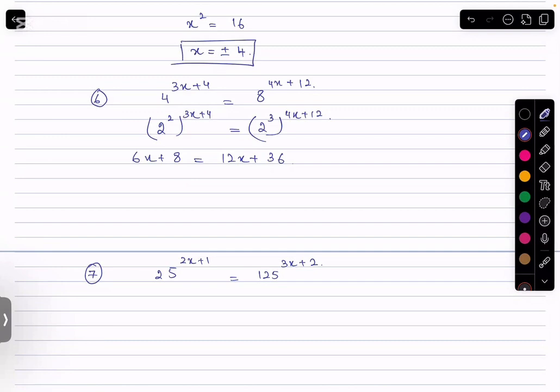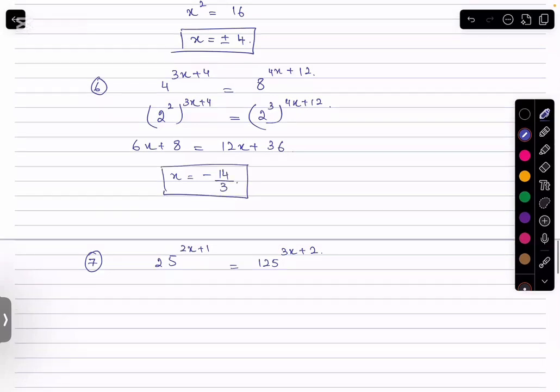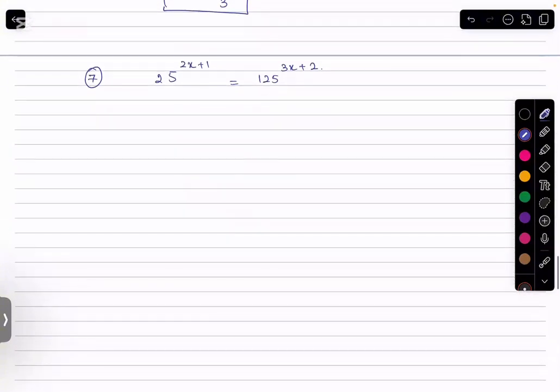Yes, what's the answer? Minus 14/3. By 3. Okay. So what about you? Yes, it's minus 14 upon 3. Chalo. Chale. Question 7. Let me know what I should be doing here.